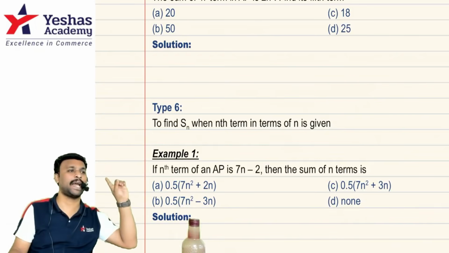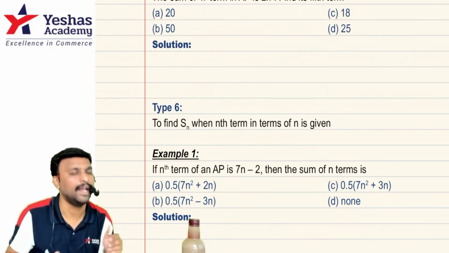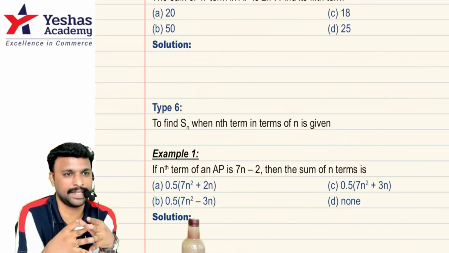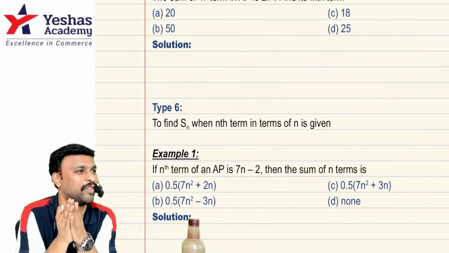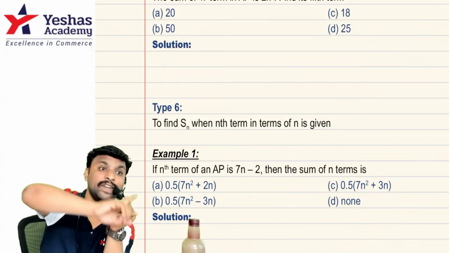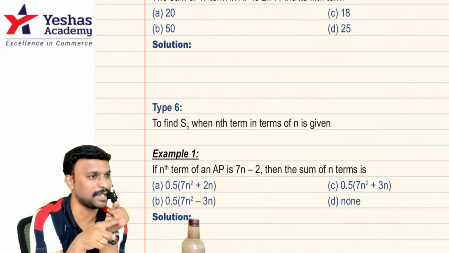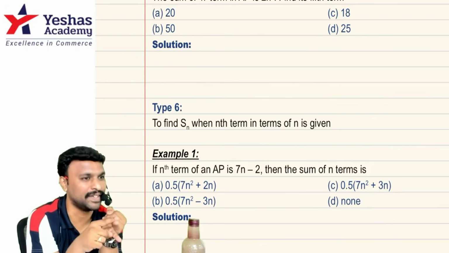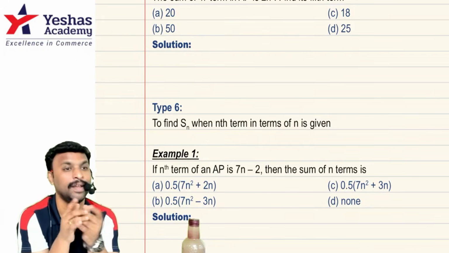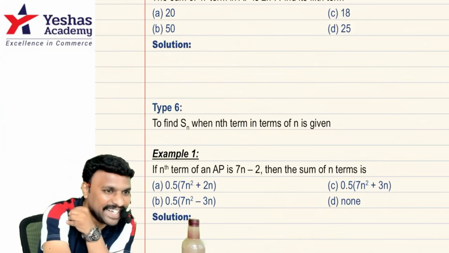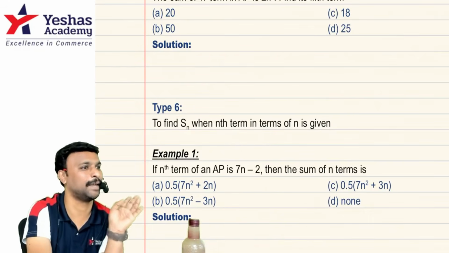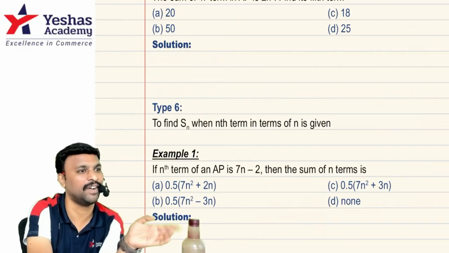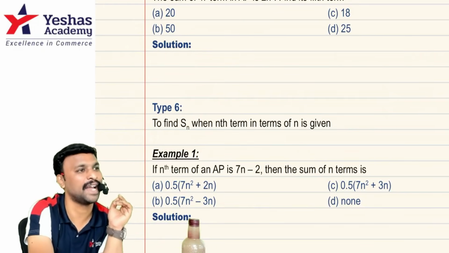Everybody clear with the concept? Type 5 clear? Everyone, is type 5 clear? Now, type 6, look here. What is type 6? It's the opposite of type 5. In type 5, you're given Fn in terms of n, and you'll be asked to find Tn: either the second term, first term, fourth term, fifth term, or any particular term. Type 6 is the opposite. You'll be given Tn in terms of n, and you'll be asked to find Sn. That means the sum of first two terms, sum of first 10 terms, and so on.